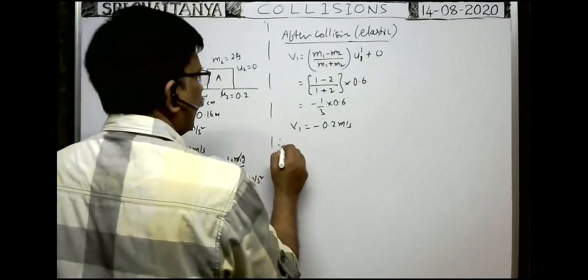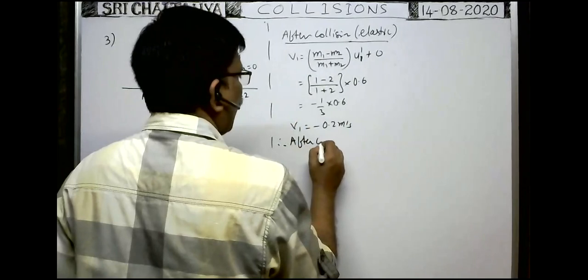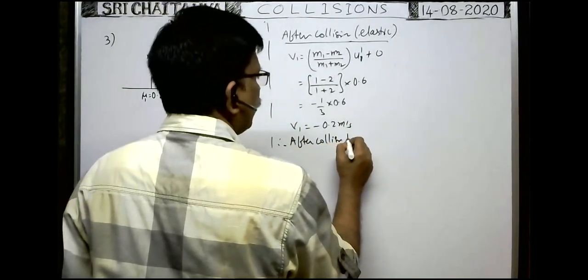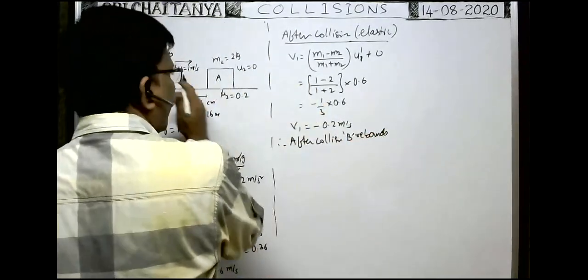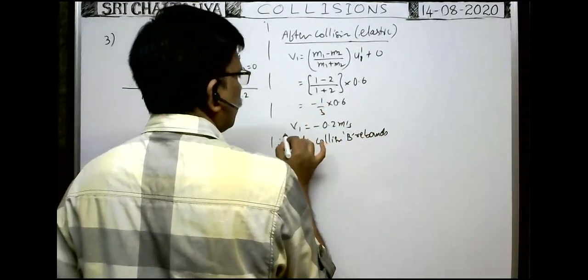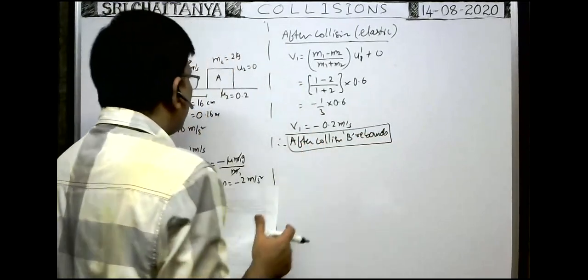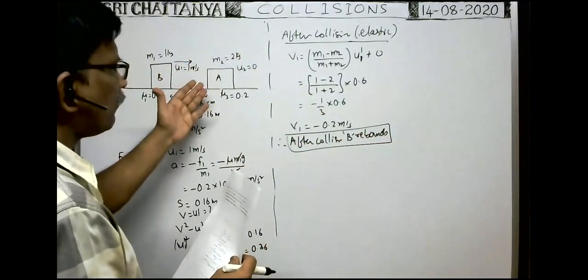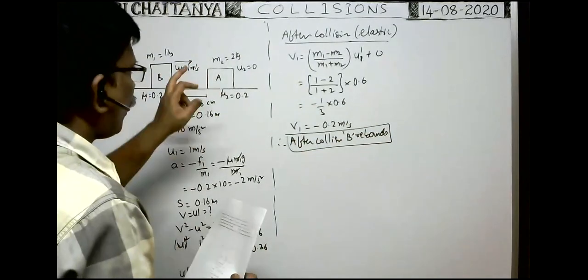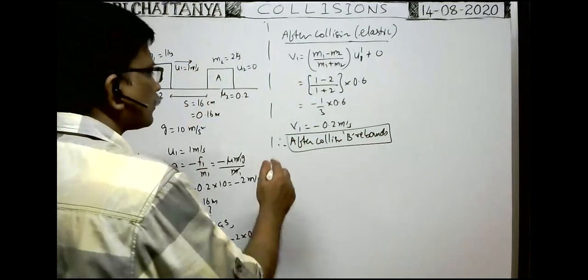That's why, after collision, B rebounds. Rebounds means move back. That's why you got the minus sign. So this is also an important one. Next, whenever it rebounds back, then again it moves in this direction, so that friction opposes the motion of the block.